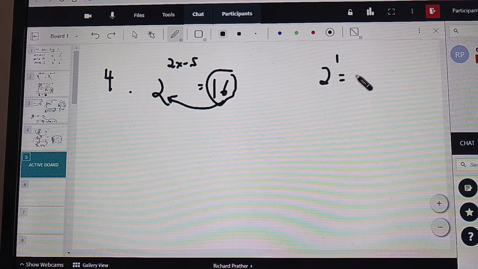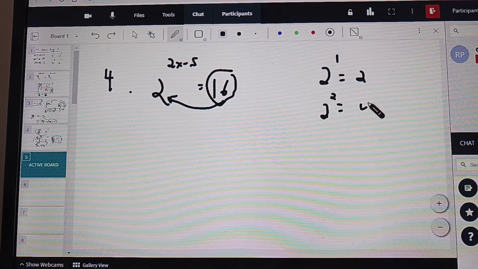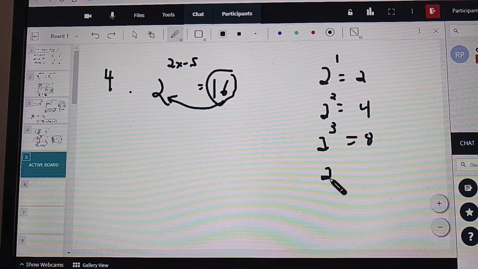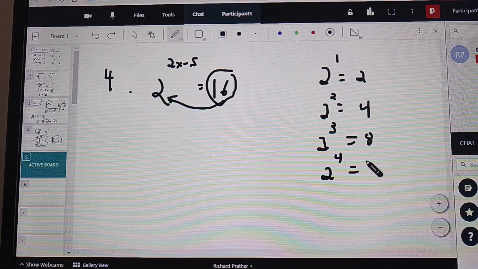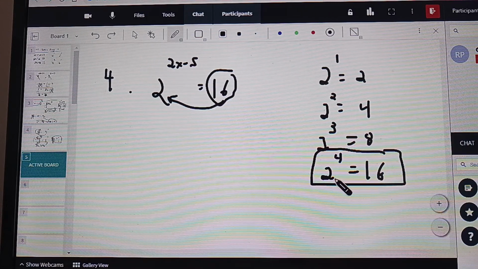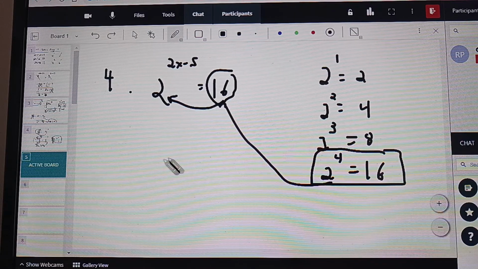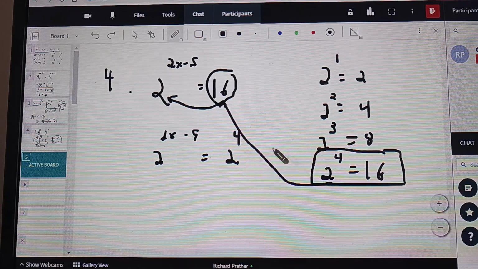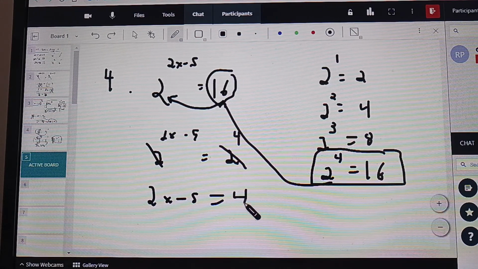2 to the first is 2. Anything to the first is itself. 2 squared is 4. 2 cubed is 8. 2 to the fourth, 2 times 2 times 2 times 2, that's 16. That's the one. So replace the 16 with a 2 to the fourth. And then the bases are the same. The exponents are situated, so we can cross out the bases. 2x minus 5 equals 4 is all that's left.